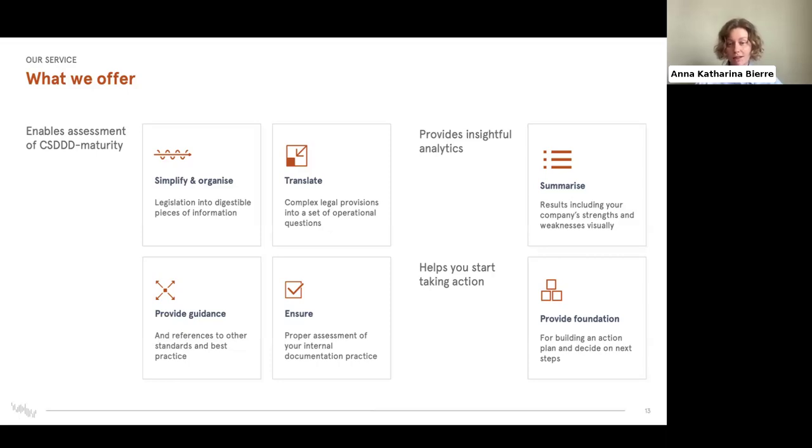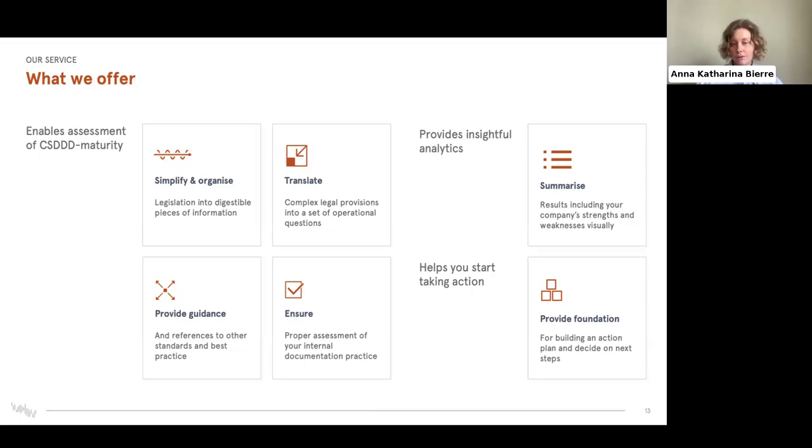Secondly, we wanted to translate all the legal provisions into a set of operational questions. Even though the directive builds upon the international guidelines and the guidance documents, it is a legal text and is not necessarily very actionable or operational. And this is where we spent most of the time actually interpreting, okay, if the legal text says this, what does it then mean in practice?